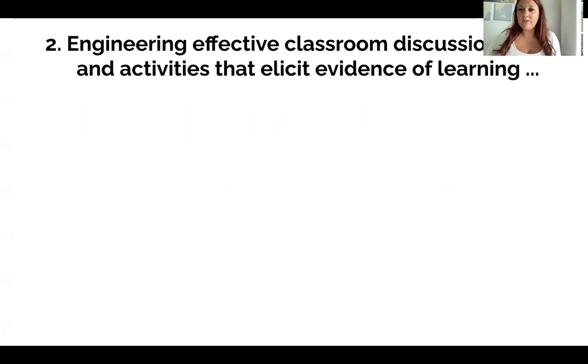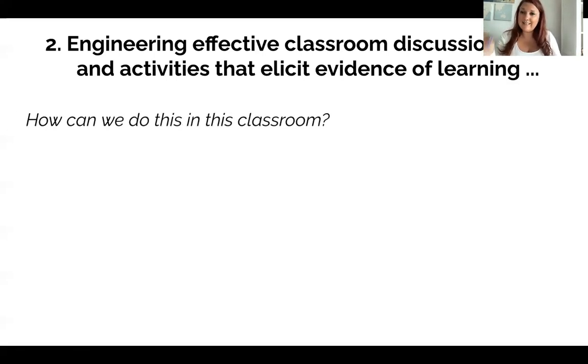So the second strategy of formative assessment is about activities and discussions that elicit evidence of learning. And Wiliam and Siobhan Leahy say that the best way to do this is by talking to the children. We can't see what is in their brains. We're not mind readers. We can have lots of conversations. And there are lots of ways that we can elicit this evidence in the classroom.